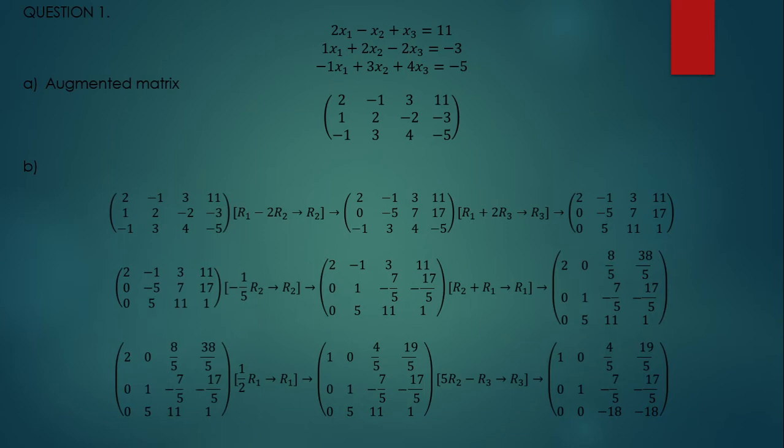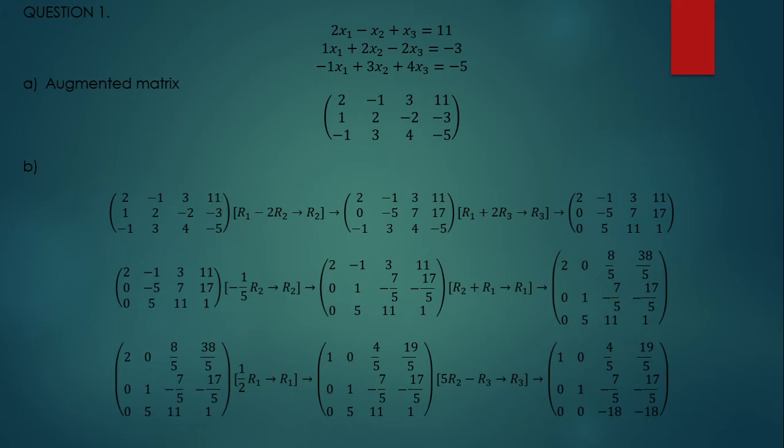First, we need to form an augmented matrix. In order to form this, we need to include only the coefficient matrix and the constants. The coefficient matrix is nothing but the values to the left of the variables. So here we have 2, -1, 3, 11, 1, 2, -2, -3, -1, 3, 4, and -5. It is as simple as that.